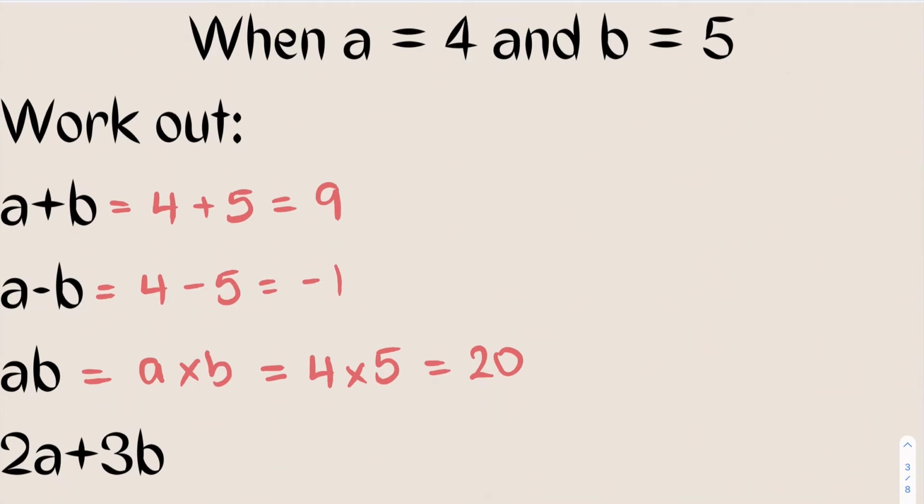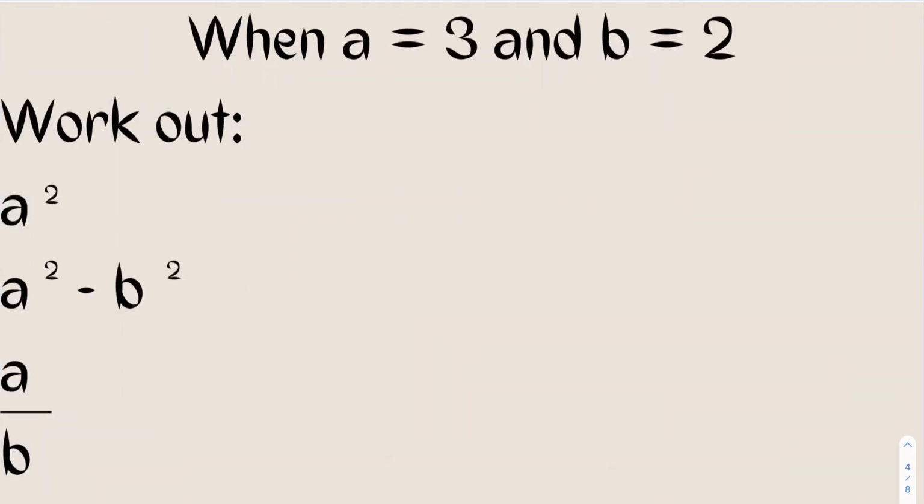Now the next one looks a little bit more complicated, but we're going to work it out in a similar way. So remember 2A means 2 times A. So 2 times A, 2 times 4, because A is 4, and then I have to add on 3 times B, and we know B is 5. So now working this out, 2 times 4 is 8, and you need to remember to use BIDMAS. And then we have to add on 3 times 5, which is 15. So now we have 8 add 15, which is 23.